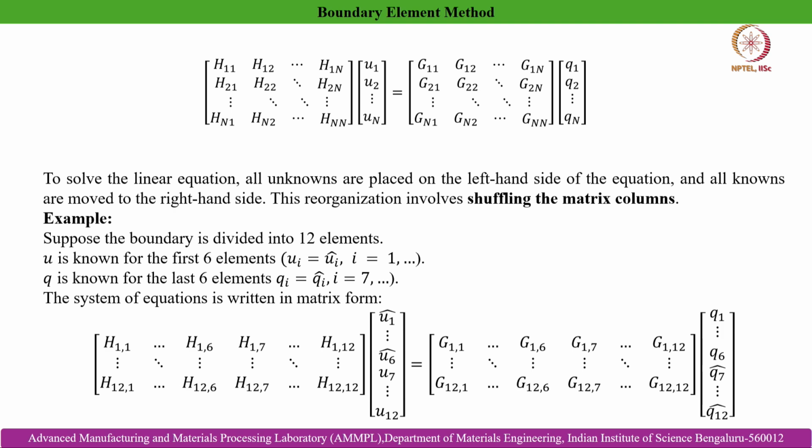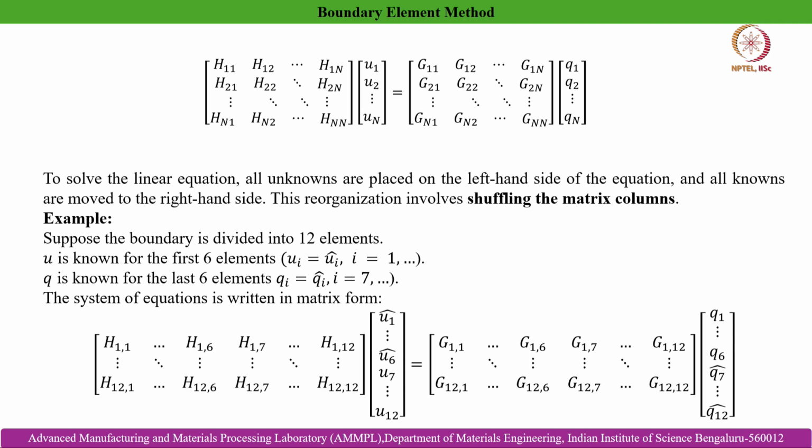So, this reorganization involves shuffling the matrix columns. Example, suppose the boundary is divided into 12 elements. U is known for the first 6 elements, that means i is equal to 1 to 6, and Q is known for the last 6 elements, that means i is equal to 7 to 12. Because, as we discussed above, all unknowns need to be moved to the left hand side and all knowns to the right hand side.